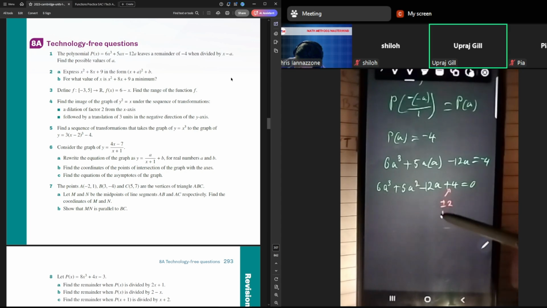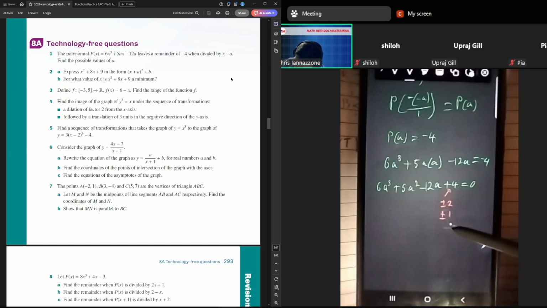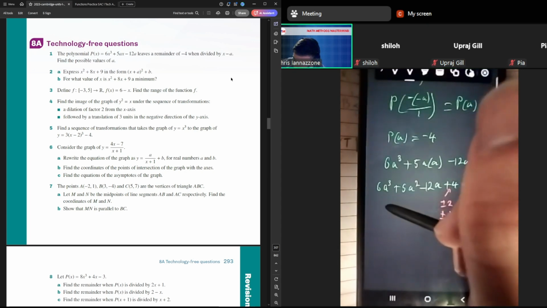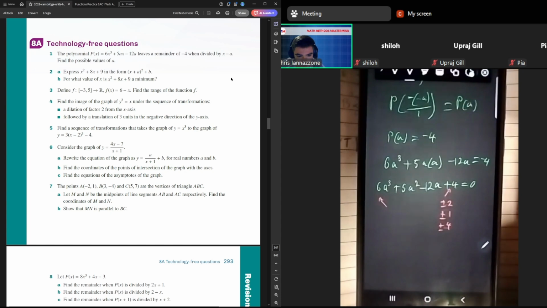Yep, plus minus 1 and 1 left, plus minus 4. So all those, any x plus or minus these values, you could try. There's also this over here, unfortunately.